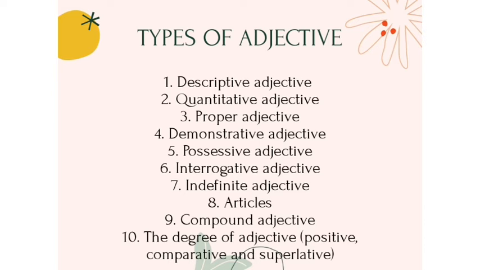Adjective has 10 types. The first is descriptive adjective, a word which describes nouns and pronouns, providing information and attributes of the nouns or pronouns being modified. Example: I'm hungry. Hungry provides information about the subject.